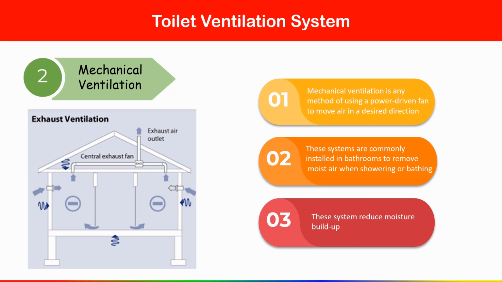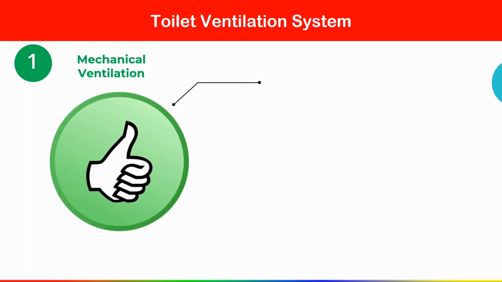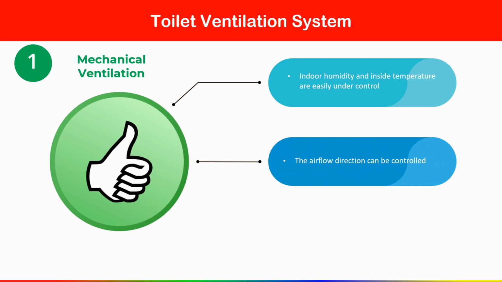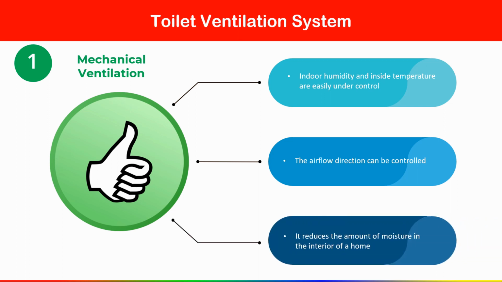Okay, now see here, what are the advantages of mechanical ventilation system. First, indoor humidity and inside temperature are easily under control. It means with the help of this ventilation, you can easily control the inside humidity, okay, and temperature level also. Second advantage, the airflow direction can be controlled. Yeah, you can control it because we have a volume control damper. You can control the direction of airflow rate also. Third advantage, it reduces the amount of moisture in the interior of a home. Okay.